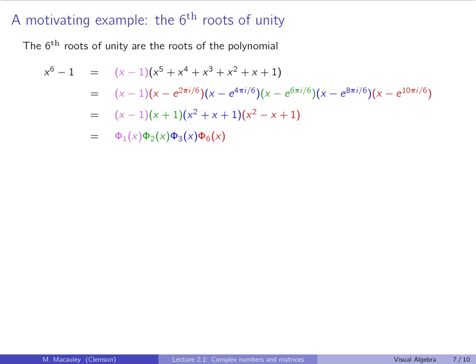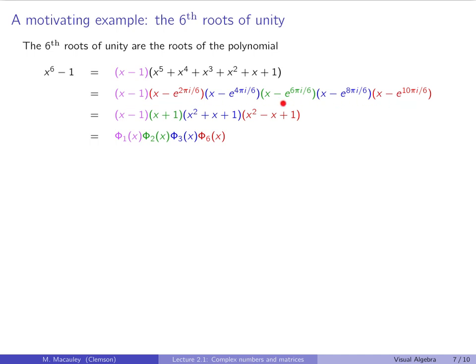Now, it turns out that this second factor actually factors further. Well, since we know that this has 6 distinct roots in the complex numbers, we can factor this completely as x minus e to the 2 pi i over 6, x minus e to the 4 pi i over 6, etc.